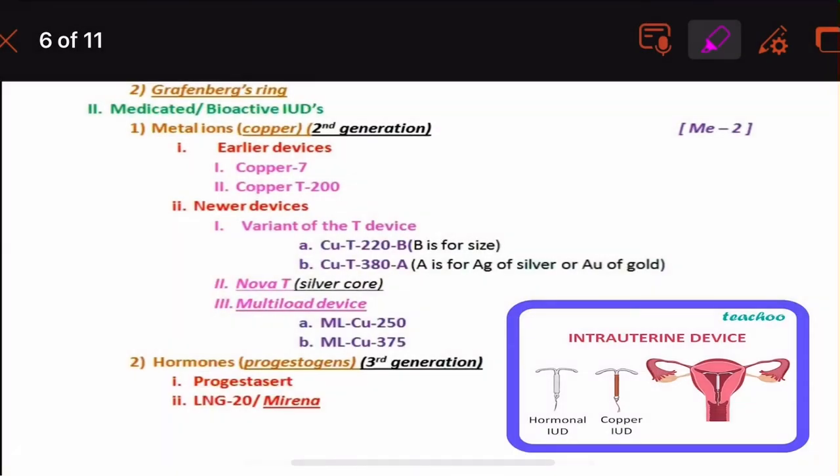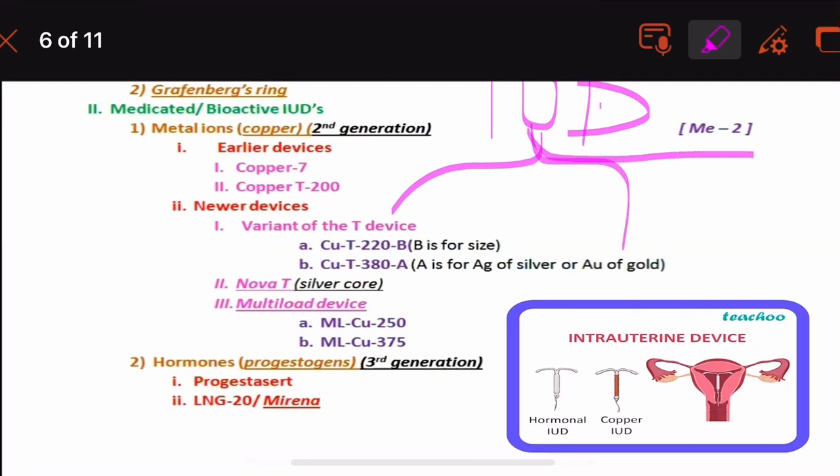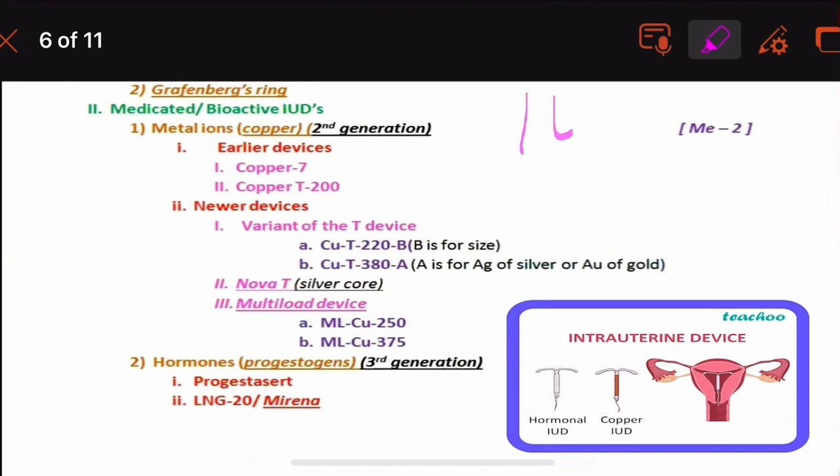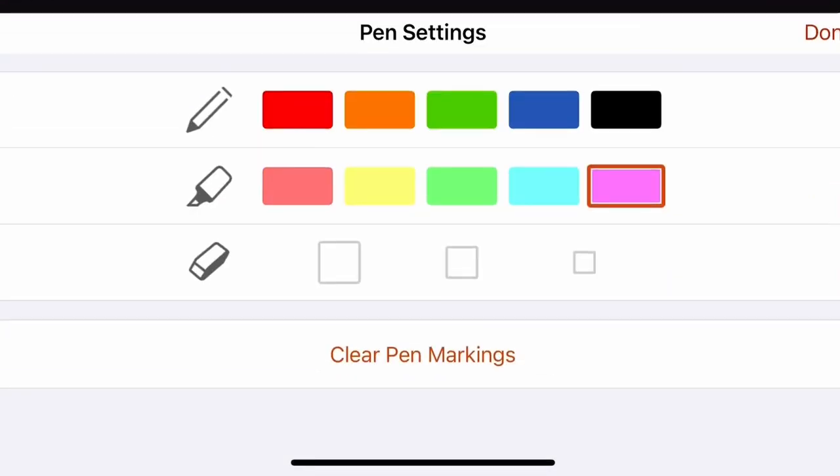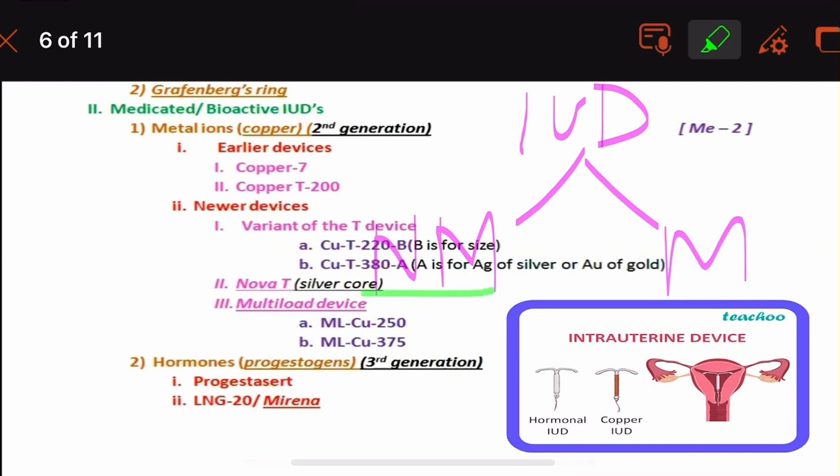Under the intrauterine devices, the broad classification is two: non-medicated and medicated. Under the non-medicated, we have two names, Lippes loop and Grafenberg's ring. Medicated is further classified into second generation and third generation.